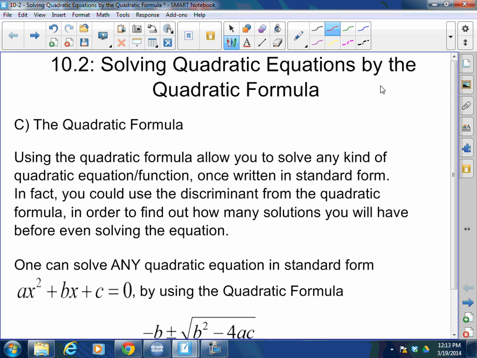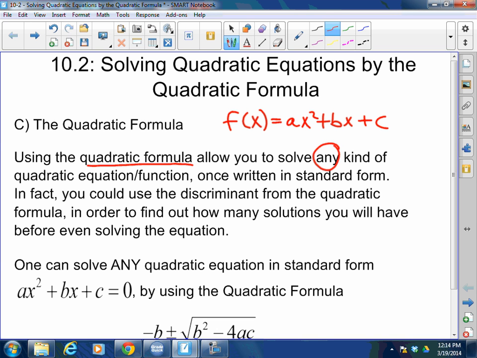Using the quadratic formula allows you to solve any kind of quadratic equation or function once it's written in standard form. Please remember, standard form of a quadratic function we've gone over, but I'm going to do it again, is ax squared plus bx plus c. So as long as you put it in standard form, you can solve any, and I mean any, quadratic equation using the quadratic formula.